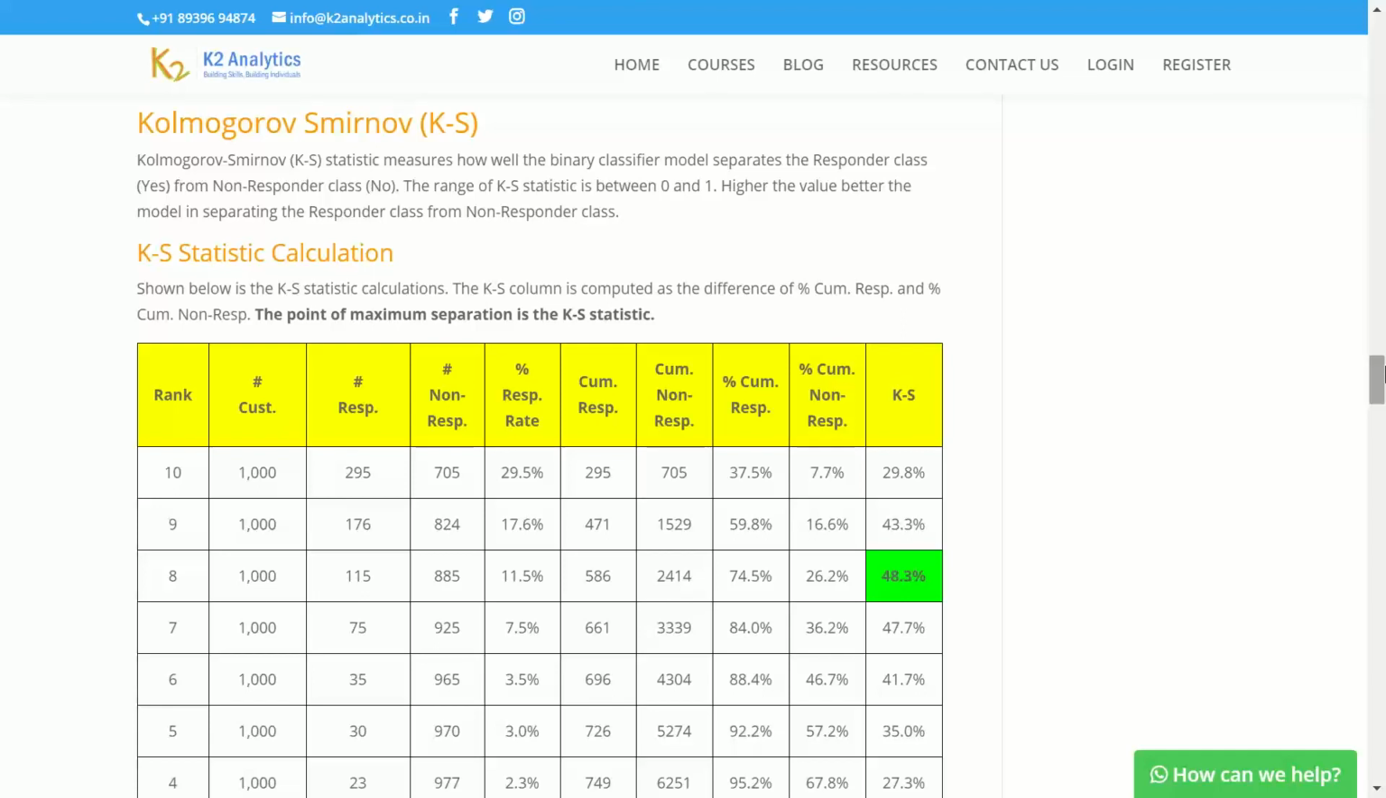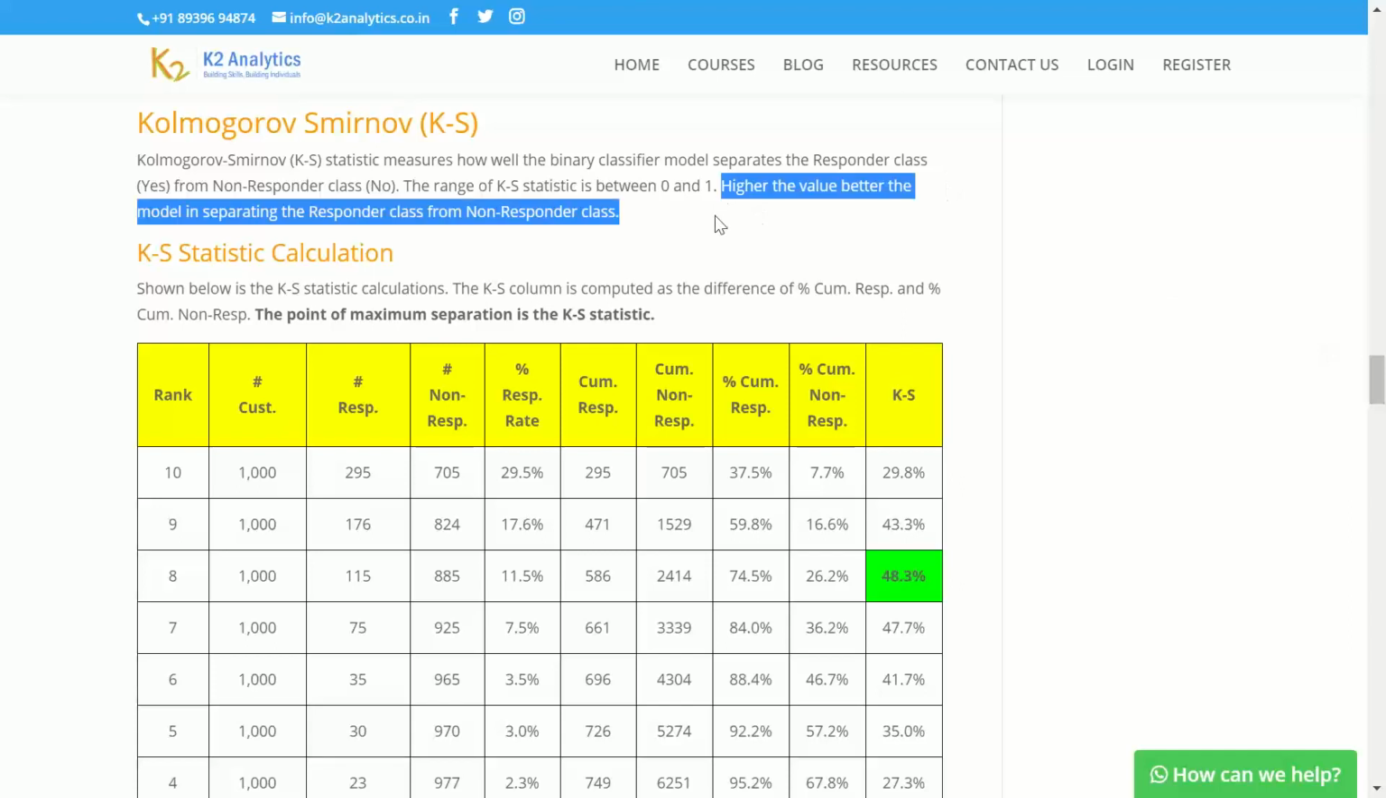KS stands for Kolmogorov-Smirnov statistics. It is one of the most used model performance measures when your target variable is yes and no. Higher the value of KS, better is the model. Higher value indicates the model is able to separate the response segment much better from the non-response segment. Lower the KS, which means the separation is not good. Now, how do you calculate the KS statistics? Step by step, we'll do the calculations.